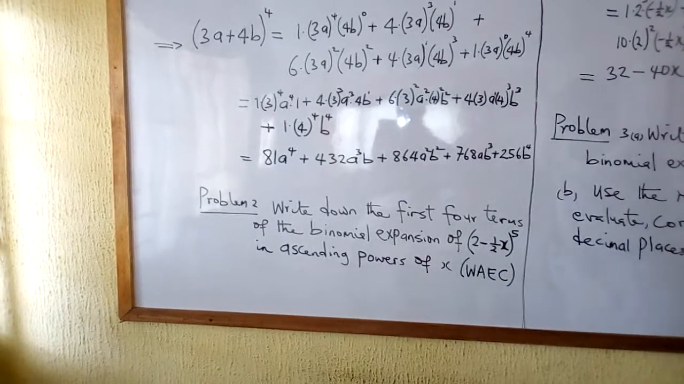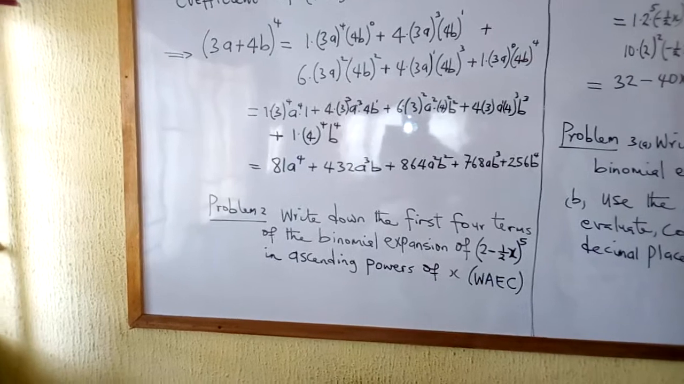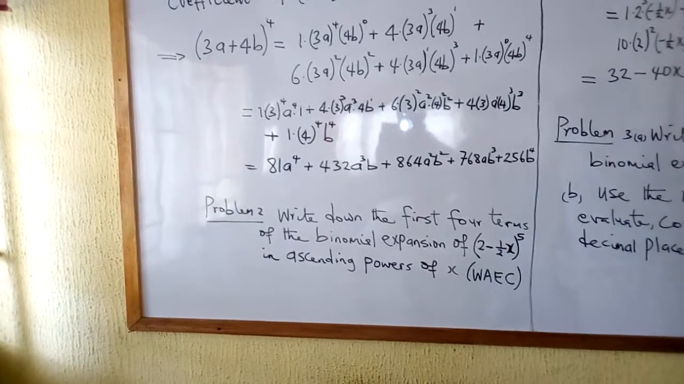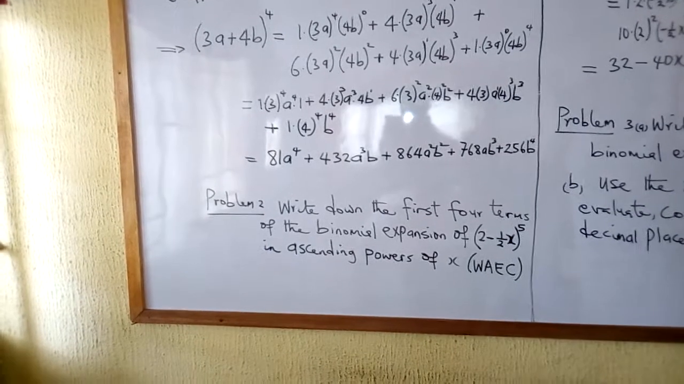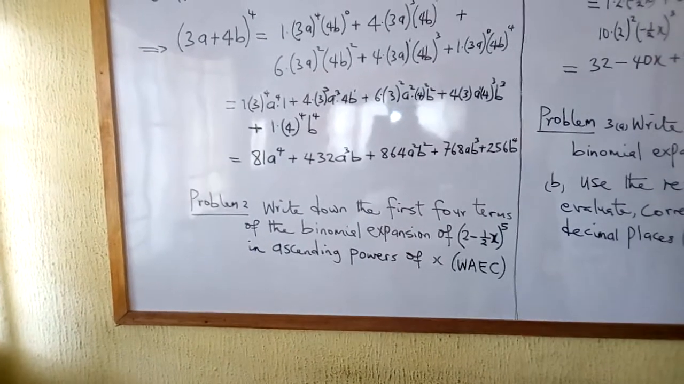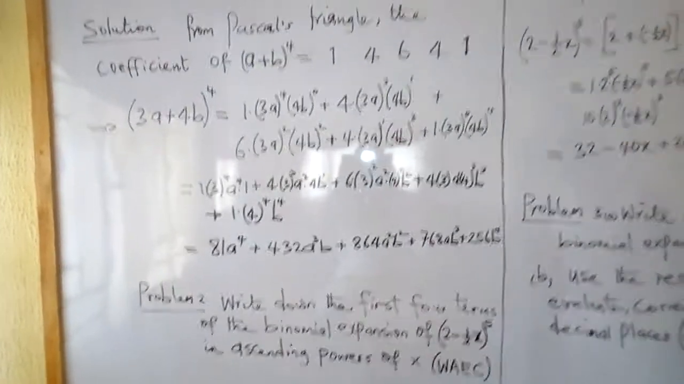Now 4 raised to power 4 is what? 4 multiplied by itself 4 times. That's 4 times 4 times 4 times 4. That is 256b raised to power 4. So this is the complete expansion of (3a + 4b) raised to power 4.